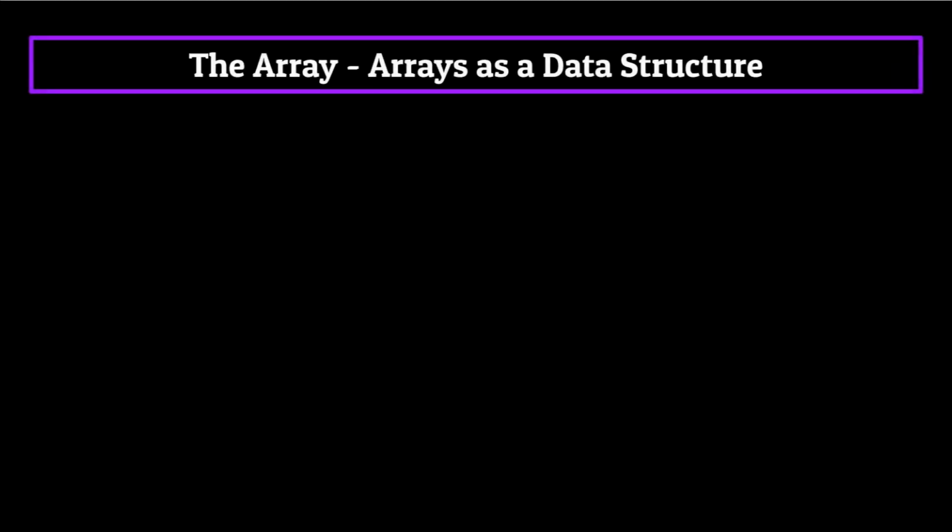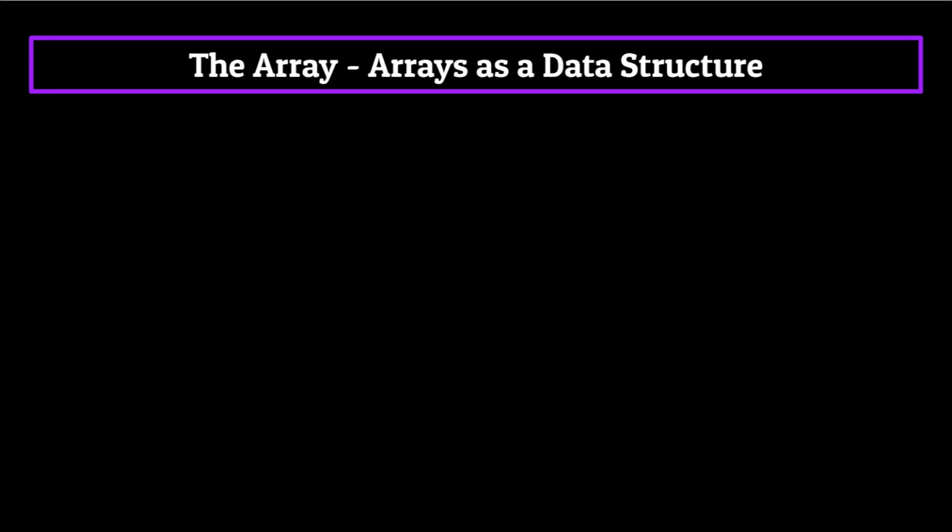Alright, that concludes the background information on arrays. Now that we know what they are, let's actually talk about arrays as a data structure. This is where we're finally going to be using our big O notation knowledge from the previous episode to judge the array as a data structure.